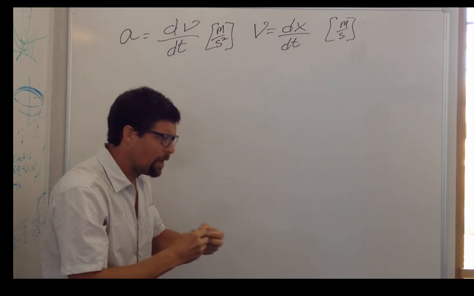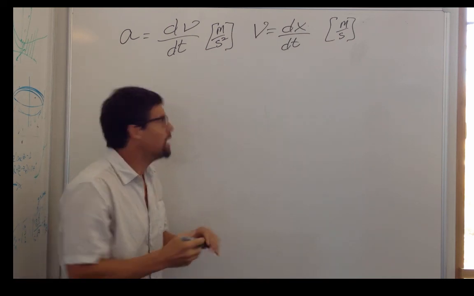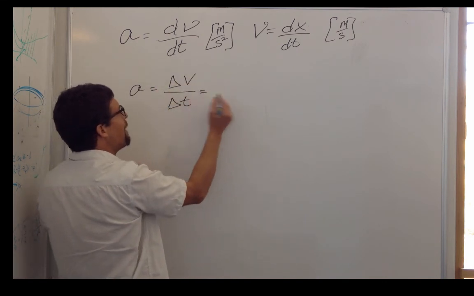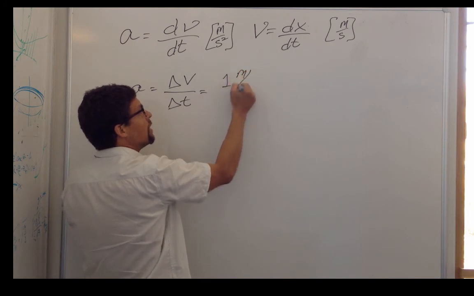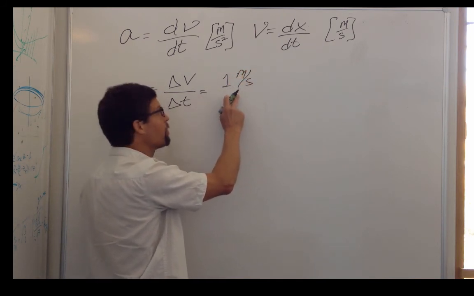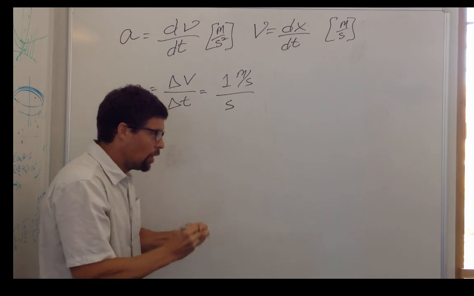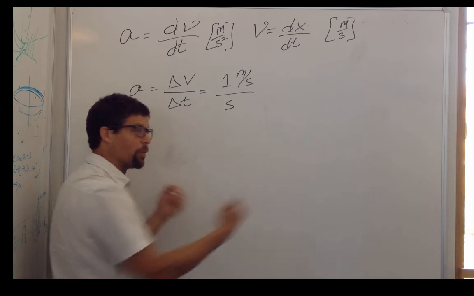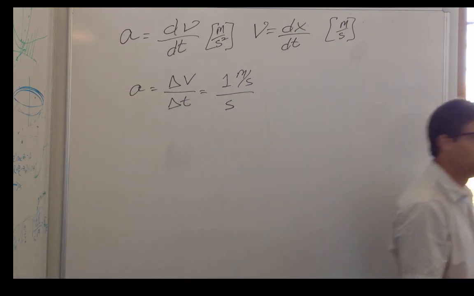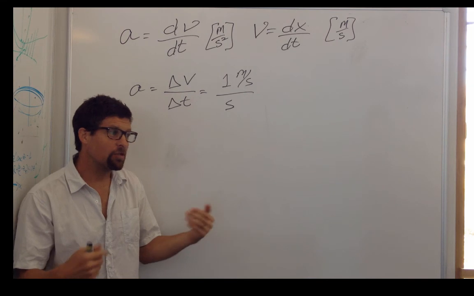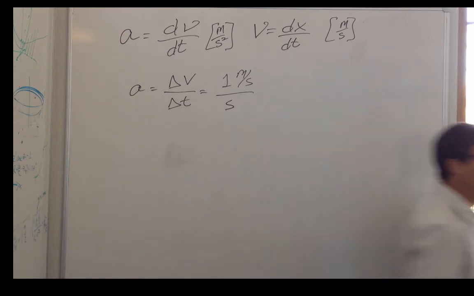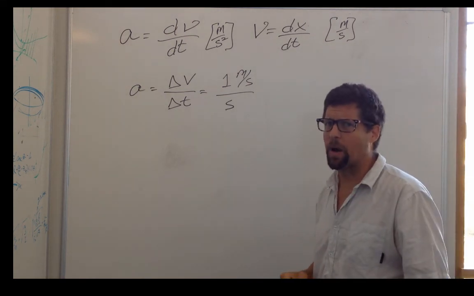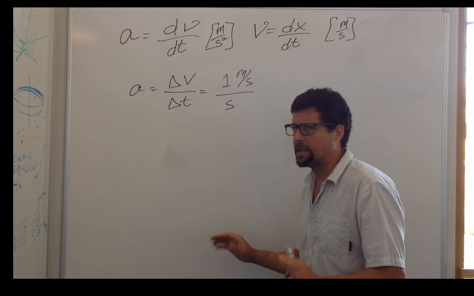So what does that mean? A meter per second squared. Acceleration is the change in velocity over change in time. And that means you change your speed or your velocity by 1 meter per second every second. So if we start out at 0, after 1 second we're moving about 1 meter per second. After 2 seconds we'd be moving twice as fast, or about 2 meters per second. And so the acceleration of 1 meter per second squared might look something like this.